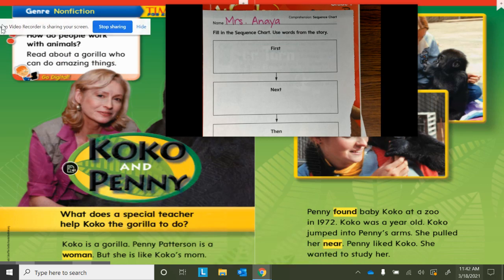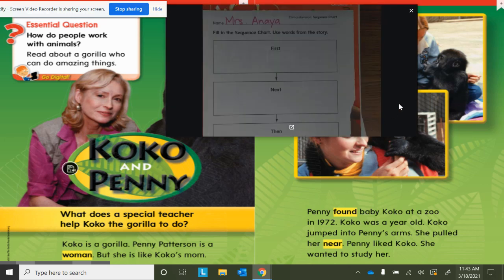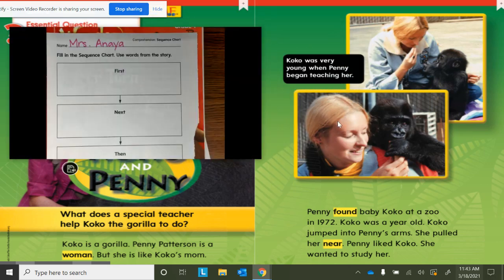Now, as you can see in the article, we met Koko and Penny, okay? And then it told us right here that Penny and Koko met at a zoo in 1972. Koko was a year old. So what happened first? They met, and they met at the zoo when Koko was 1. So we are going to write that down.